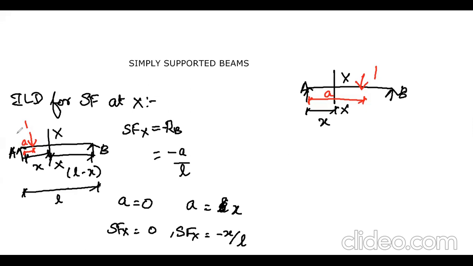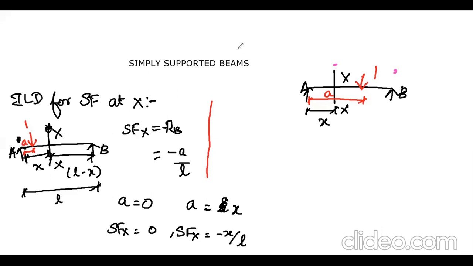Initially, what I did is make this load move from this point A to this section X. For this only the first case is considered, so I am placing the unit load in this portion. In the second case, I am going to make the load move from the point X to the point B. Here the value of a varies between X and L. So this is done. You just leave it as it is.